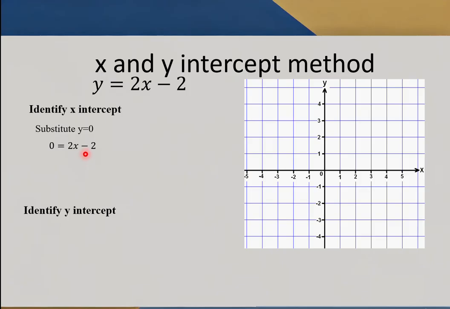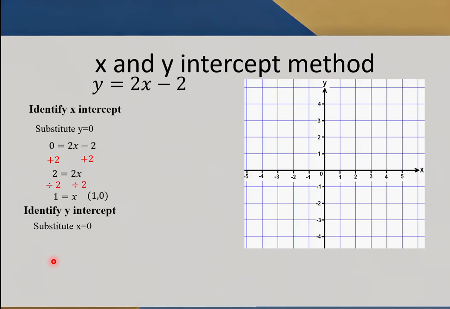So I get 2 to the other side by plussing 2. That gives me 2 is equal to 2x. Finally, I have to divide by 2, and that gets me 1 equals x, or I can say x equals 1. That is, when x is 1, y is 0.